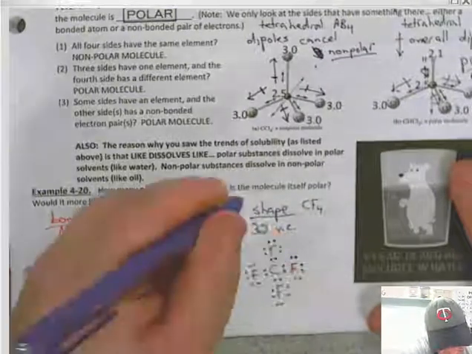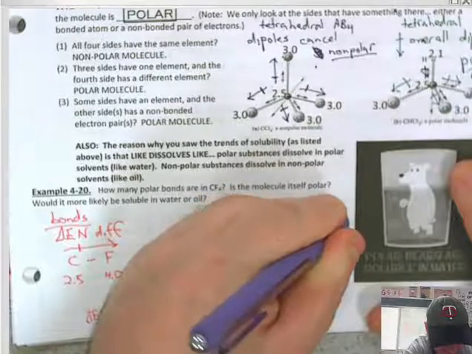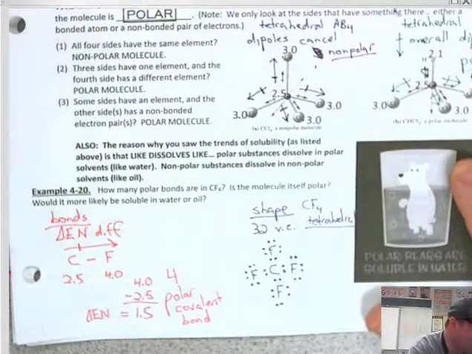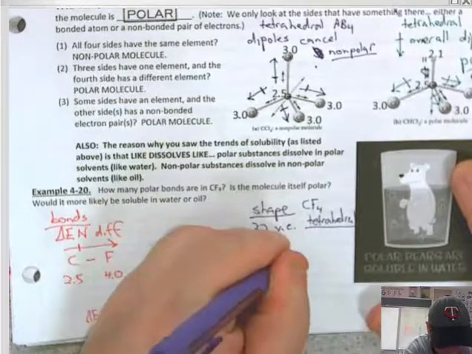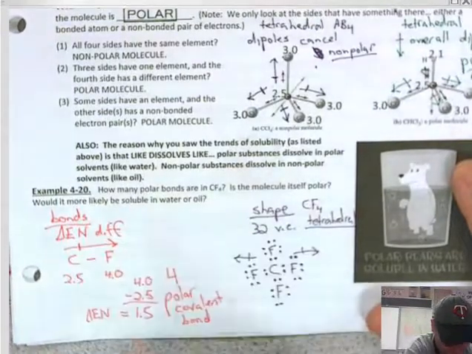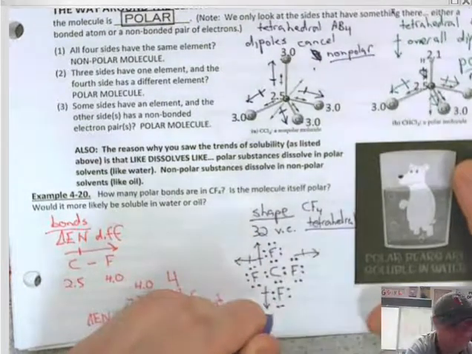So this is a tetrahedral, remember? Tetrahedrals can be polar or non-polar. Let's see what this one is. We have a dipole going this way for this F, and we have a dipole going this way for that F, we have a dipole going up, and we have a dipole going down.